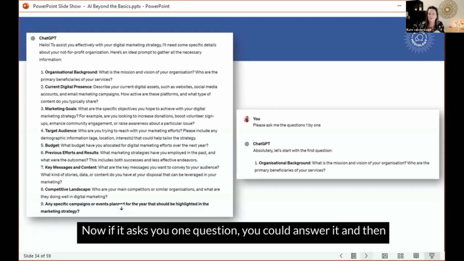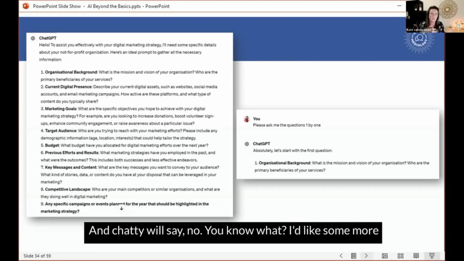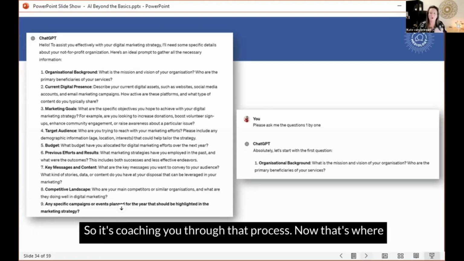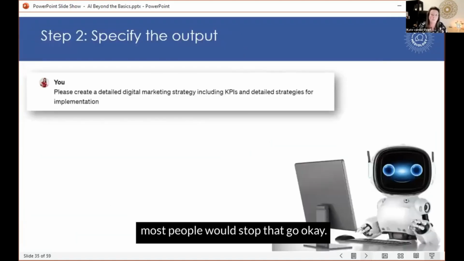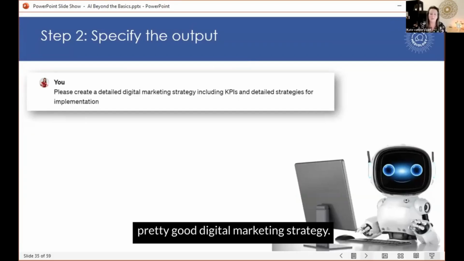Now, if it asks you one question, you could answer it and then you could say, is that enough information to move on? And Chatty will say, no, you know what, I'd like some more information. Or it'll say, yep, let's move on. So it's coaching you through that process. Now, that's where most people would stop. They'd go, okay, now I've got my digital marketing strategy, and it'll give you a pretty good digital marketing strategy. But you'll see what I've done here.